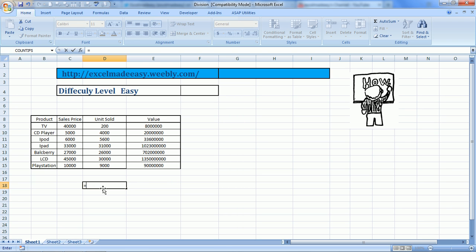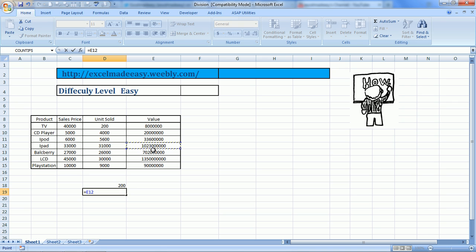In Excel, all you need to do is type in an equals sign and select what has to be divided, then put in this sign. Yes, this is the sign, and select what you want it to be divided by, and then you press enter, and here's your answer. See, 200, cool.